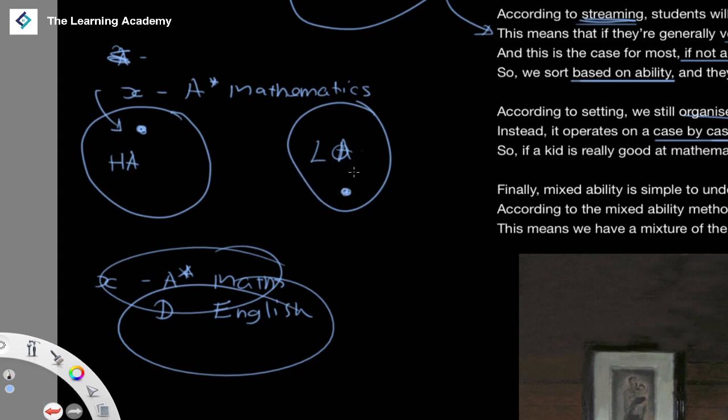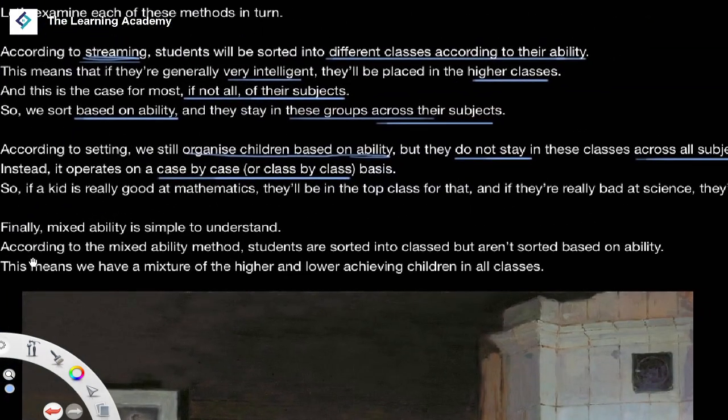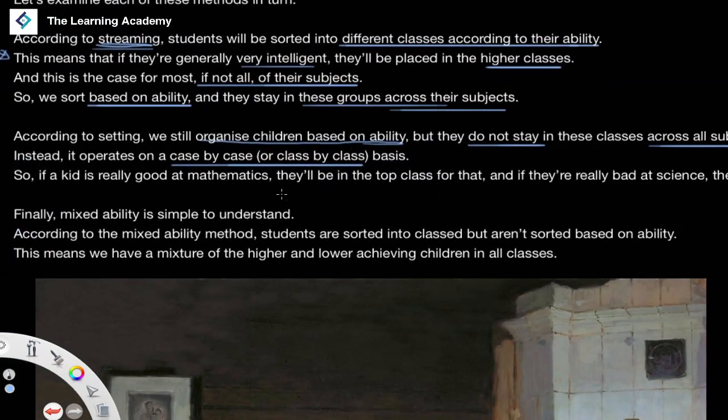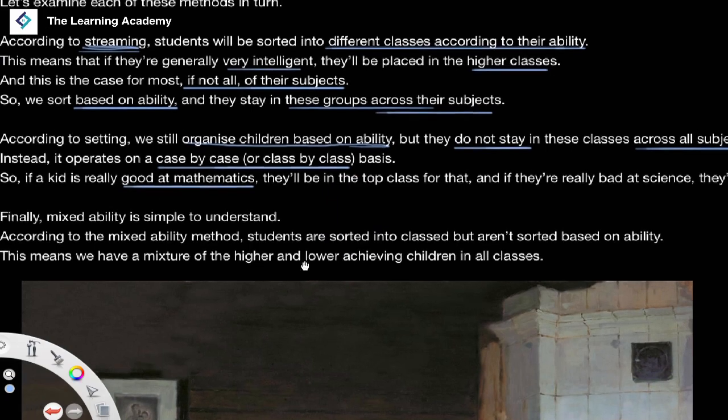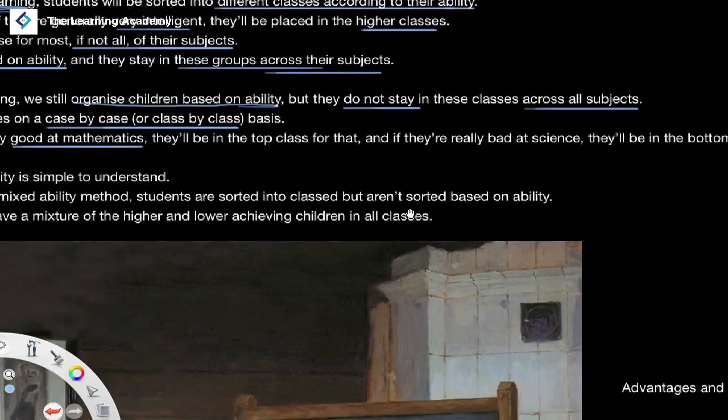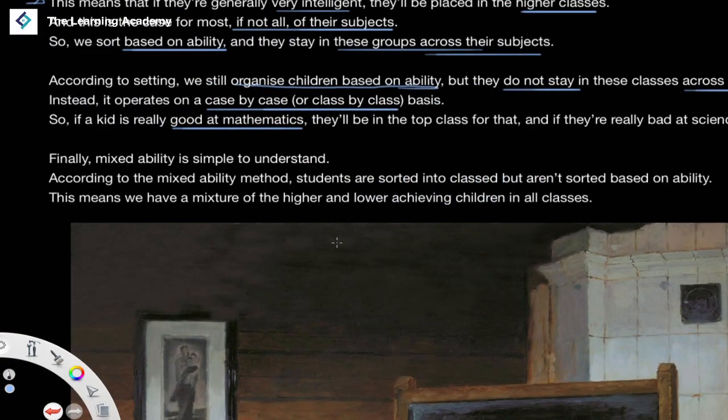And we'll have some kids from the low achieving group being in classes in the high achieving group because they're naturally better at some subjects than others, and vice versa. That's what the setting method means. So ultimately, if a kid is really good at mathematics, they'll be put in the top class for that. If they're really bad at science, they'll be put in the bottom class for science.